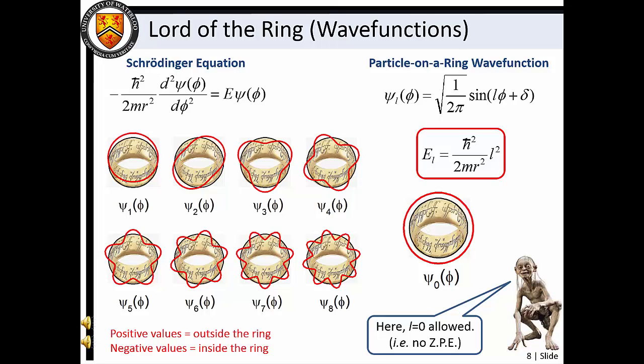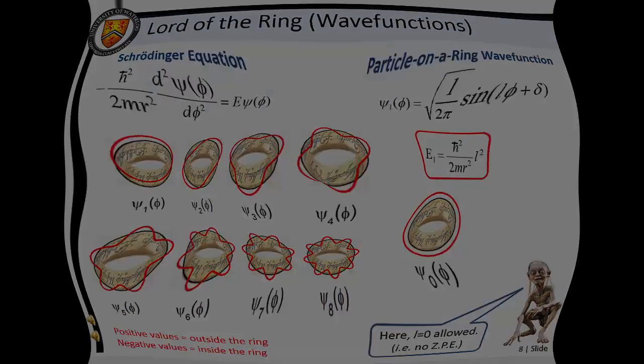In the case of a particle on a ring, or rotational wave function, continuity is satisfied as long as the wave function joins smoothly to itself whenever the angle phi is increased by 2 pi. This is possible for L equals 0 if the wave function takes a constant value equal to the square root of 1 over 2 pi.